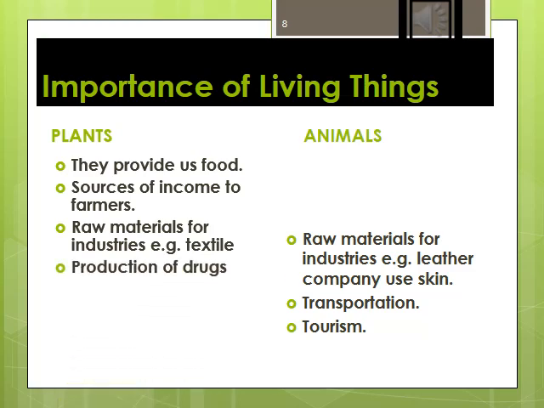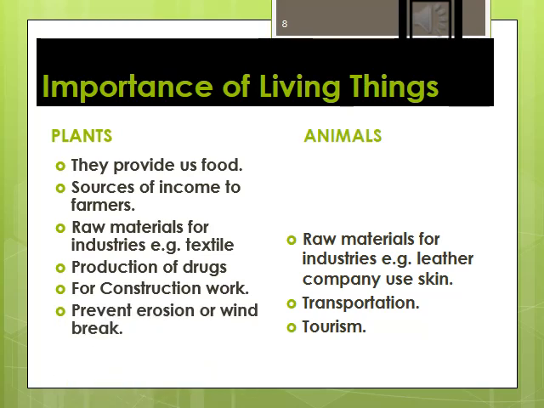4. They are used in the production of drugs. 5. They are used for construction purposes. For instance, timber is used in building and construction of houses. 6. They are used to prevent erosion or as windbreaks. So these are some of the importance of plants.